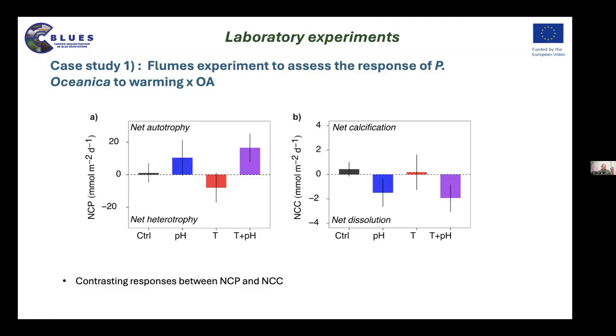where we take up carbon, and net calcification, which in contrast emits CO2. So we can estimate that in the future, potentially the meadow would be a better sink of carbon because net primary production will be higher while net calcification will decrease.